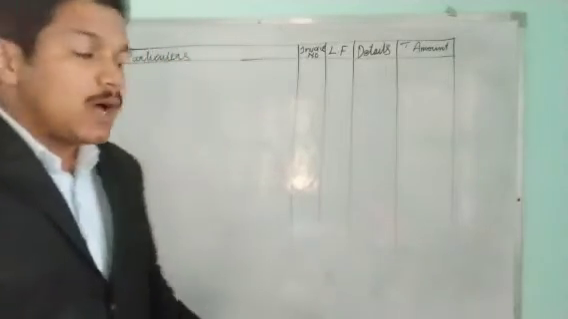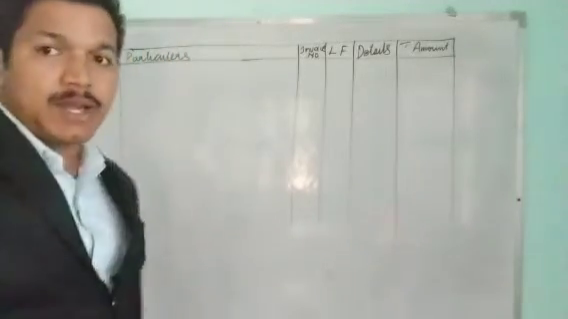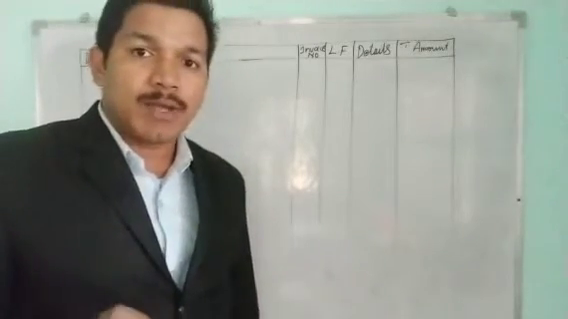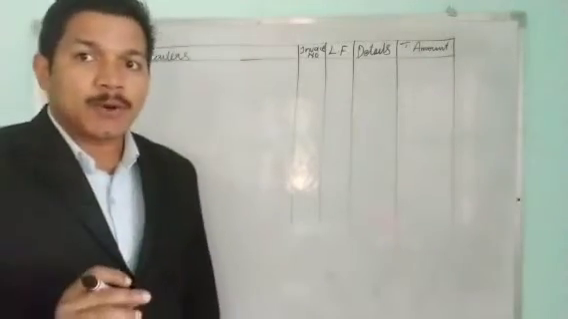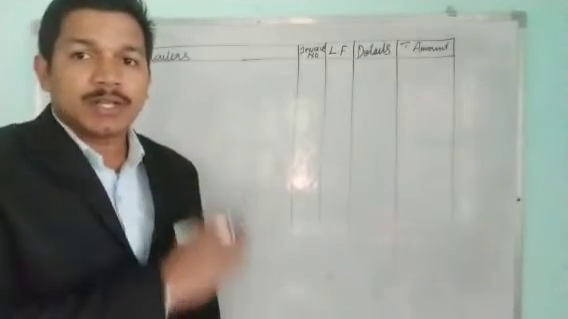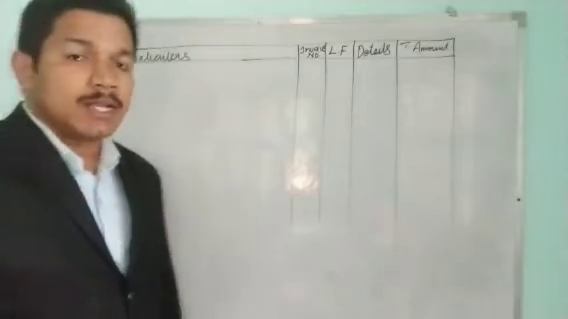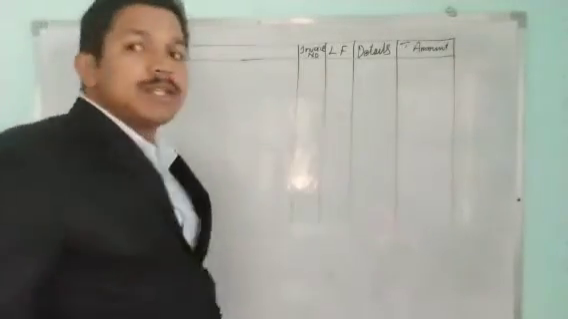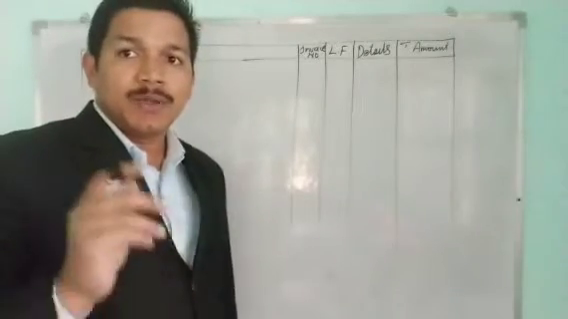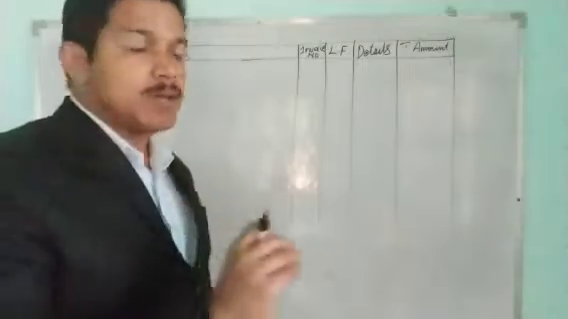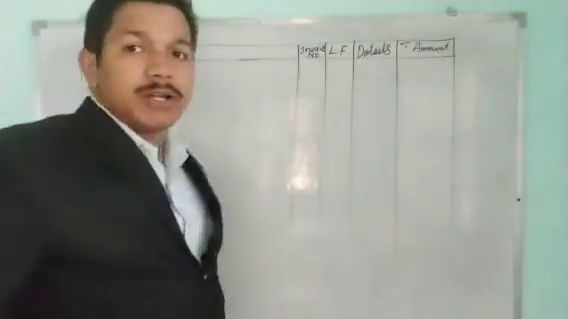So here we have to give clear details and be careful about them: the name of the seller from whom we are purchasing, and the details about the product, will be clearly mentioned in the particulars column. Next is the invoice number. When you purchase a product, you get a bill also; that bill number, the invoice number, will be recorded in this column.